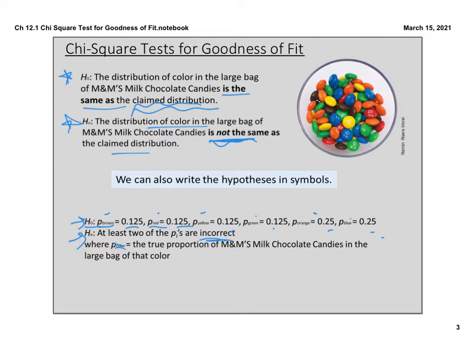It says where p of the colors is the true proportion of M&M chocolate candies in the large bag of colors. That's them naming the parameter there. So you'll start to notice that when we look at chi-square tests, we're looking at categorical data. We're not looking at numerical data anymore. However, the setup of a lot of this is the same as what we've been doing. We're still going to be naming a null and an alternative. We're still going to have to list the parameter. So all of that is still kind of true here.